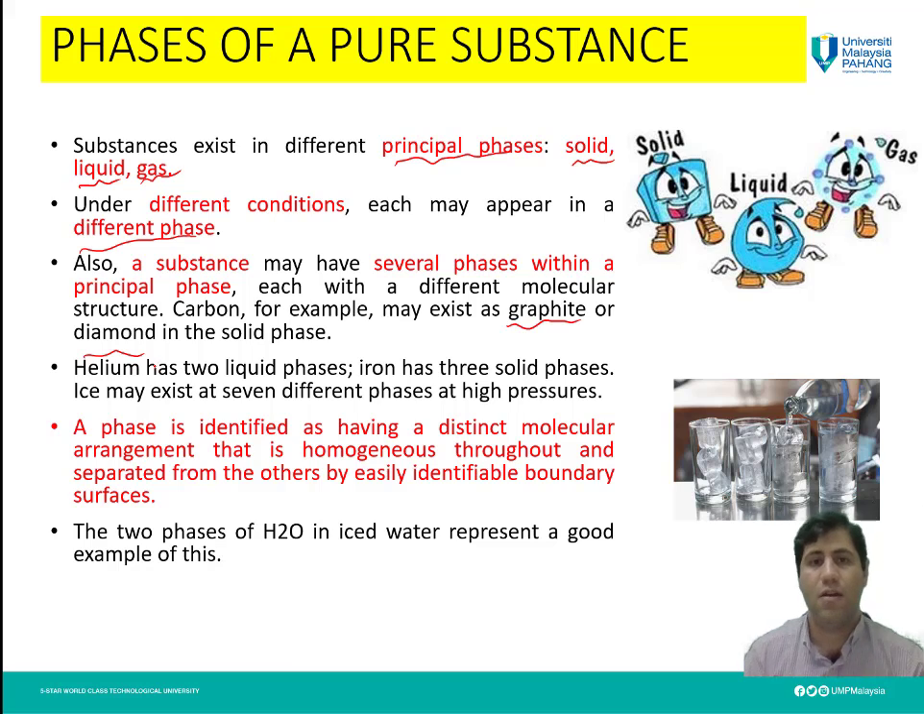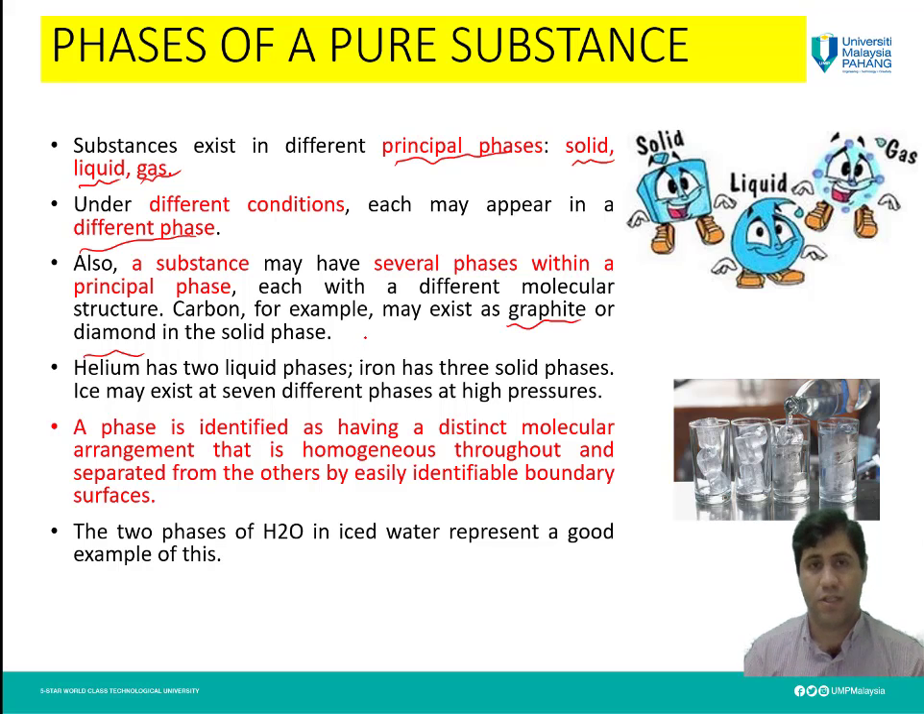And also about helium: helium has two liquid phases. Iron has three solid phases. Ice may exist in seven different phases at high pressures. You can see that within these three principal phases, we have other structural phases. But the important thing you should know is about the three basic or principal phases: solid, liquid, and gas.